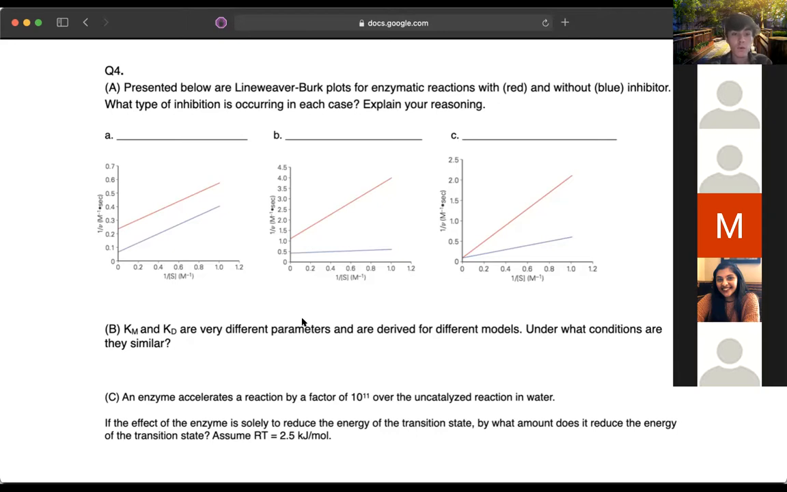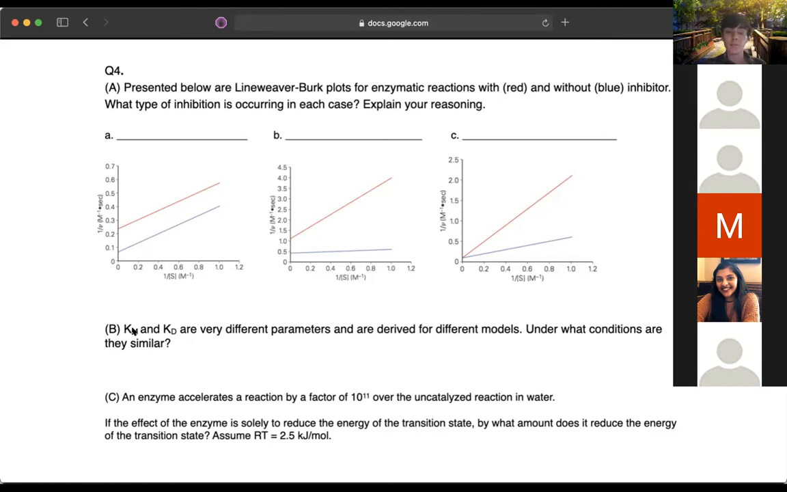For the second question, it asks about Km and Kd. So they're very different parameters and derived from different models, and it asks under what conditions they are very similar. So if you look at what Km and Kd look like, Km is defined as kind of being the rates of things leaving the enzyme substrate interaction, so K-1 plus K2, over the actual rate of things entering the enzyme substrate complex, which would be K1.